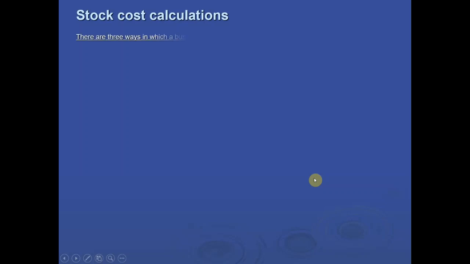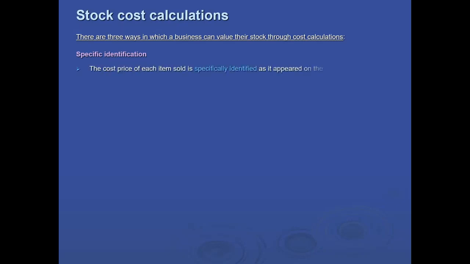Now, there are three ways in which a business can value their stock through cost calculations. The first is the specific identification method. The cost price of each item that is sold is specifically identified as it appeared on the purchase invoice. So this method is usually used in a business that sells items that are easily identifiable, like vehicles or jewelry.